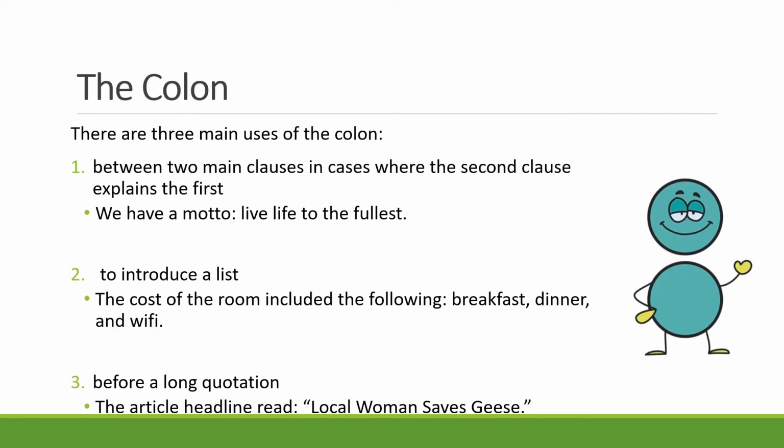The next punctuation mark we will look at is the colon. Now there are 3 main uses of the colon. The first use is between 2 main clauses, where the second clause explains the first. We have a motto: live life to the fullest. So it is an instance where you have a general statement and then a specific statement that refers back to, explains, or clarifies the first.